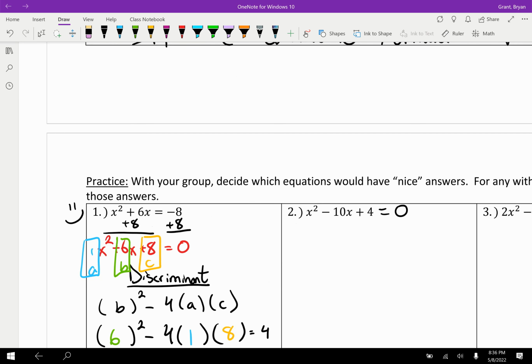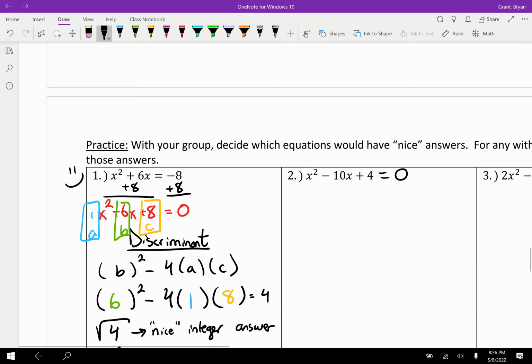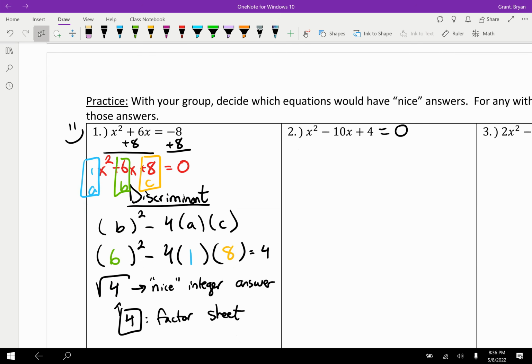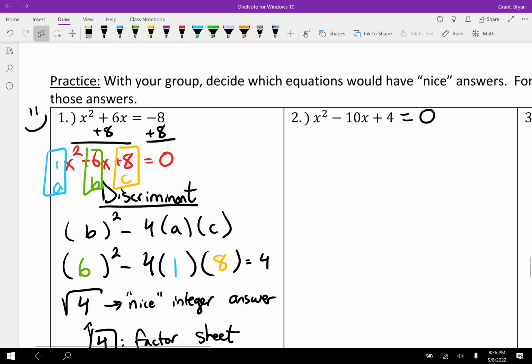Once you've decided which are nice and which are not, you're going to go through and finish solving the ones with the nice answers. Ready, set, go. Okay, so I'm just going to go ahead and set up the discriminant each time just to see if they have nice answers or not, and then we can finish off class.